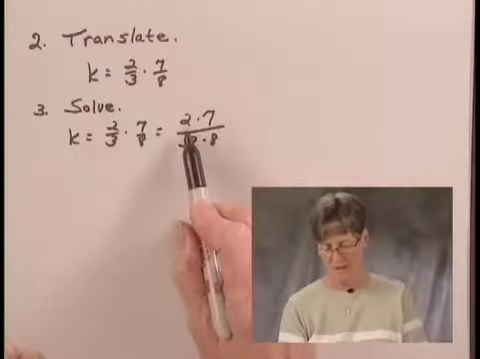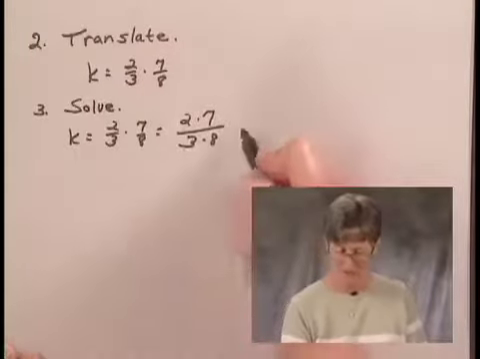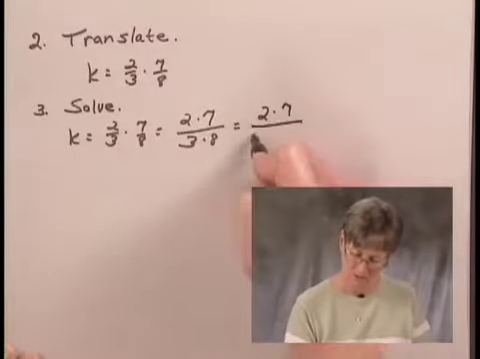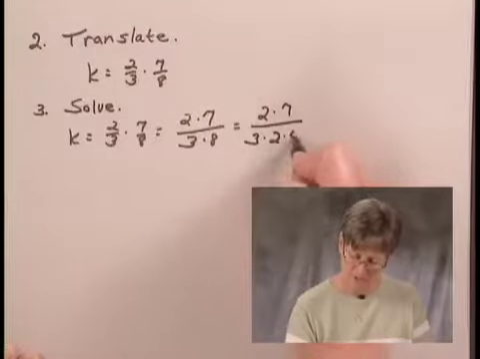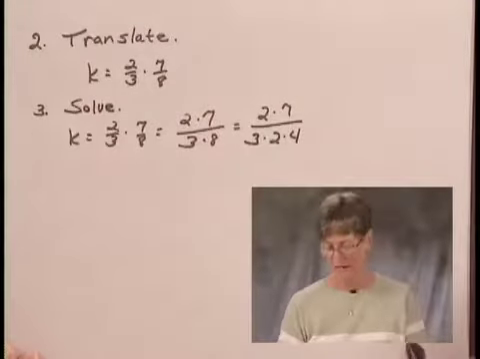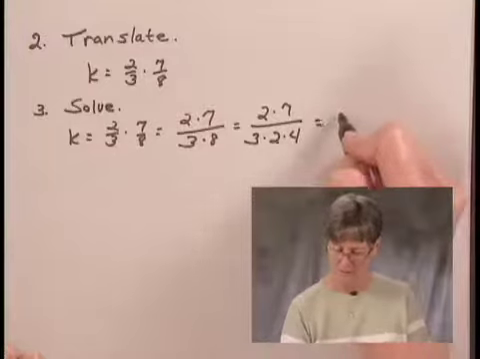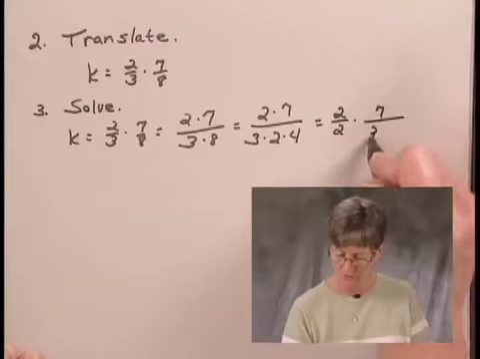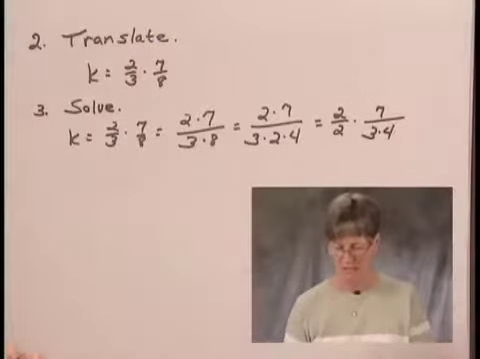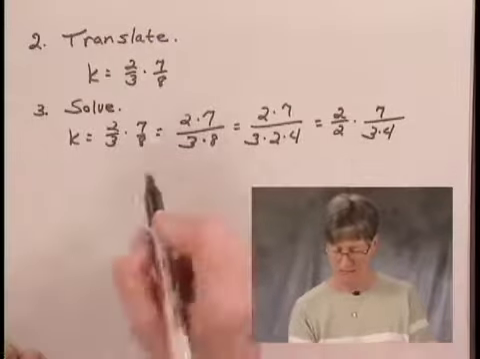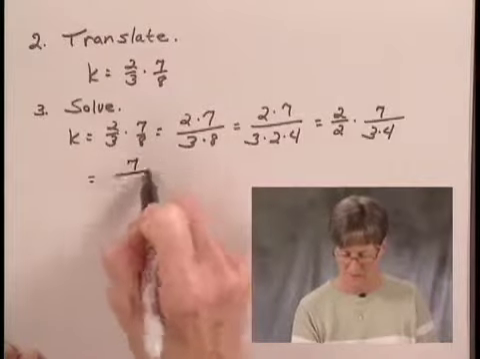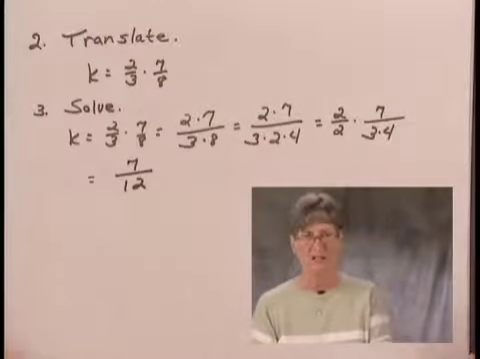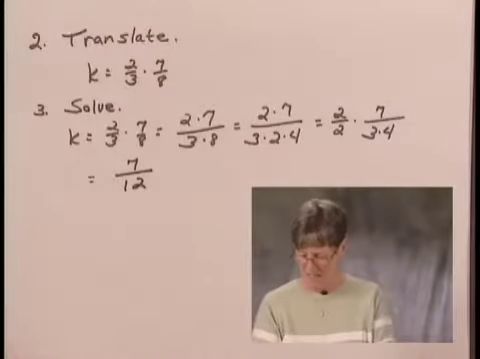And I see that there's a factor of 2 in the numerator, and 8 has a factor of 2. So I'll write 2 times 7 over 3 times 2 times 4. And now I can simplify the product. I can write this as 2 over 2 times 7 over 3 times 4. 2 over 2 is 1, so I have 7 over 3 times 4, or 7/12. So this tells us that Carl got 7/12 of an acre.